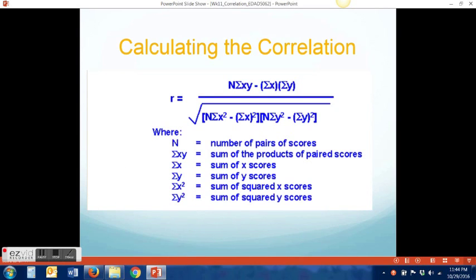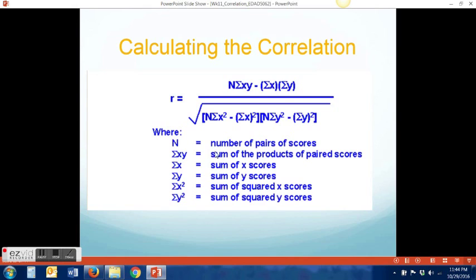Let's walk through an example. Don't be afraid. This is the formula for calculating a correlation. Now, of course, we don't really use these hand calculations anymore. We've got these great little computers that'll do all of this stuff for us as long as we put in the right information. But I'm going to walk you through an example just to see how we used to calculate these things in the old days.